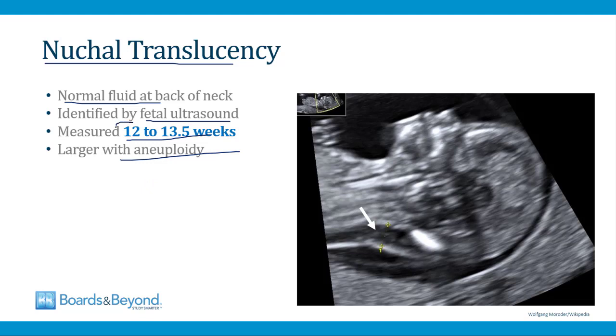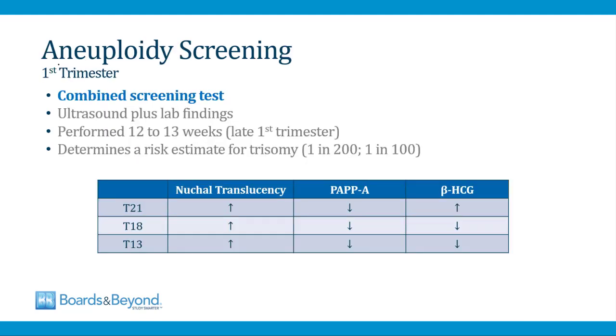The timing is key. Only in this range here is the measurement valid to predict aneuploidy. This is a picture of the nuchal translucency on the screen here. You can measure the size of it, and that can be used to determine whether or not there's possible aneuploidy in the fetus. To screen for aneuploidy in the first trimester, what's usually done is the combined screening test.